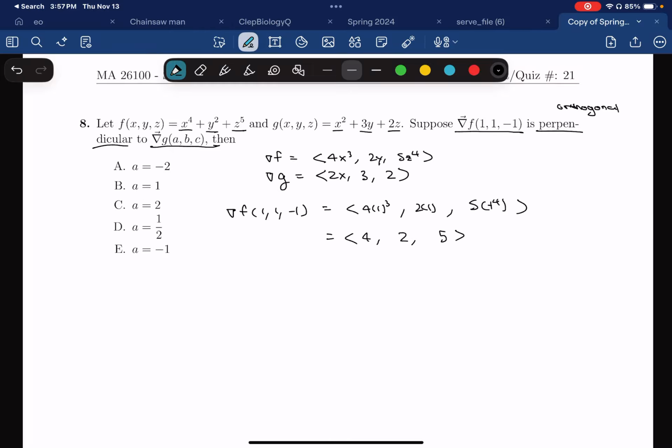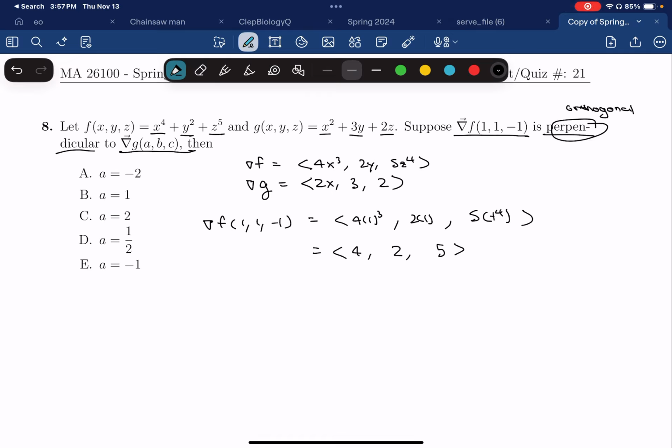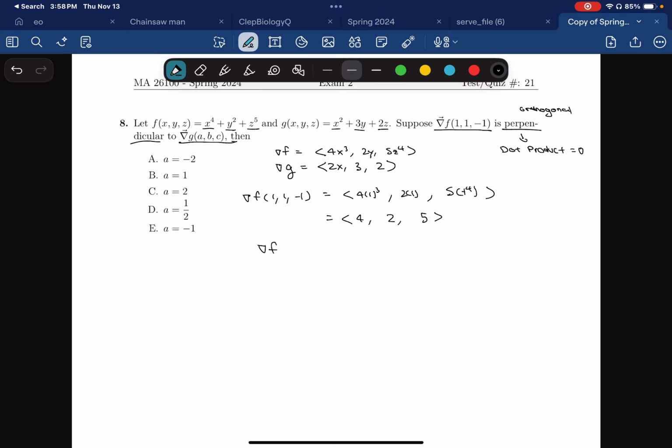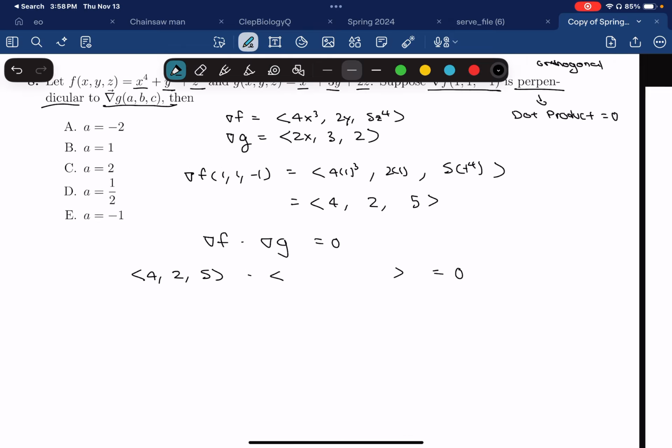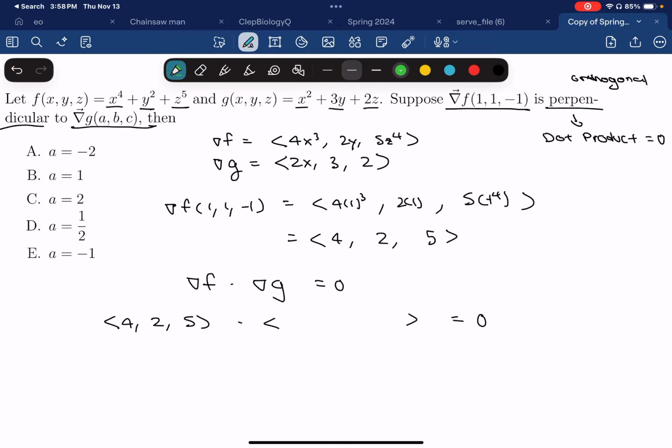Okay, so you might be wondering, what makes vectors perpendicular? Well, that's if the dot product equals 0. So if I take the gradient of f and dot it with the gradient of g, we should get 0. So in this case, (4, 2, 5) times this vector will equal 0. Now, what is this vector? Well, you simply have to plug in a, b, c.